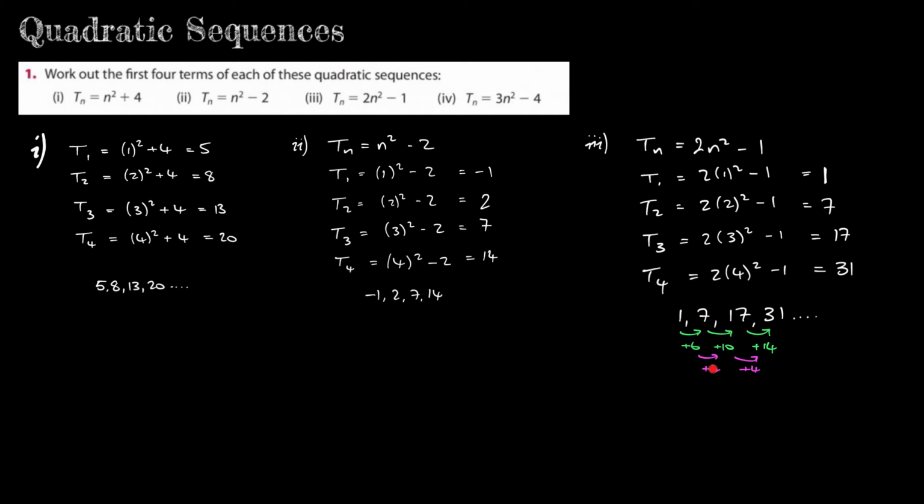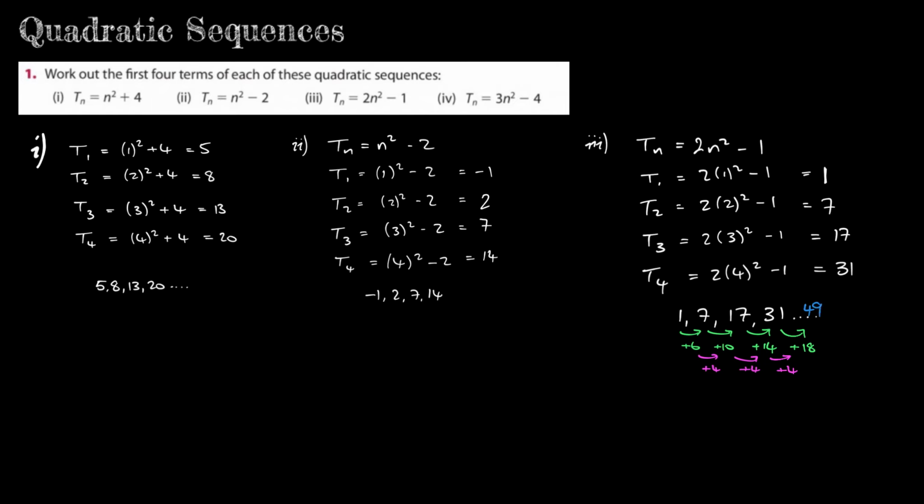From that, you can also work out what the next term is going to be. So let's just see what the next term would have been. So if I add 4 to 14, I get 18. So if I add 18 to 31, I get 49. So I should get 49 there.